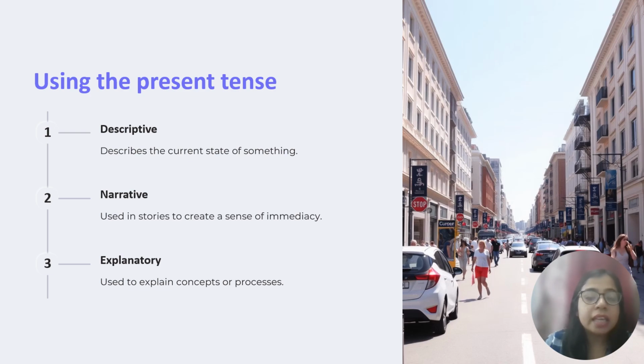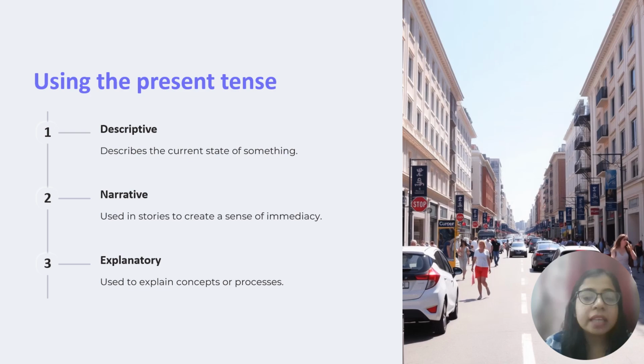Okay, next is narrative. So used in stories to create a sense of immediacy. Okay, so whenever we are reading a story, whenever the writer is trying to create an immediacy, like something just happened or something is happening. Okay, while I was sitting on the table, my sister was searching for my secret diary. Suppose we are writing a novel. So we are using present tense to create a sense of immediacy, like that act was happening at that moment.